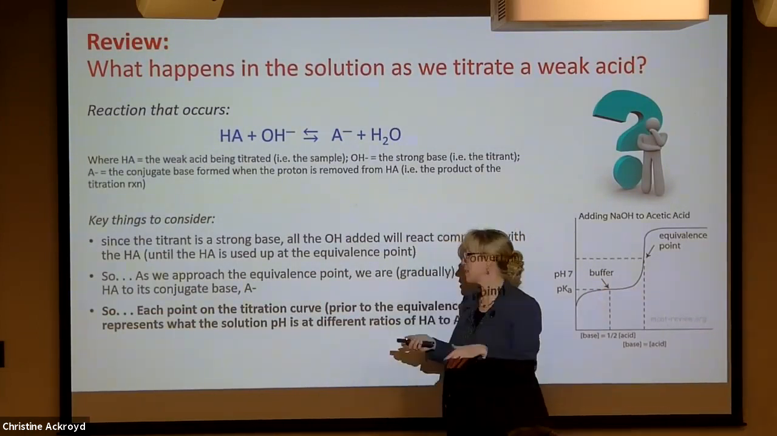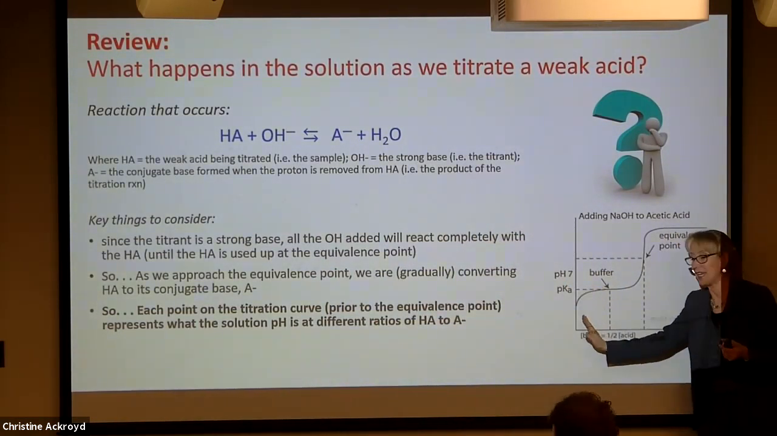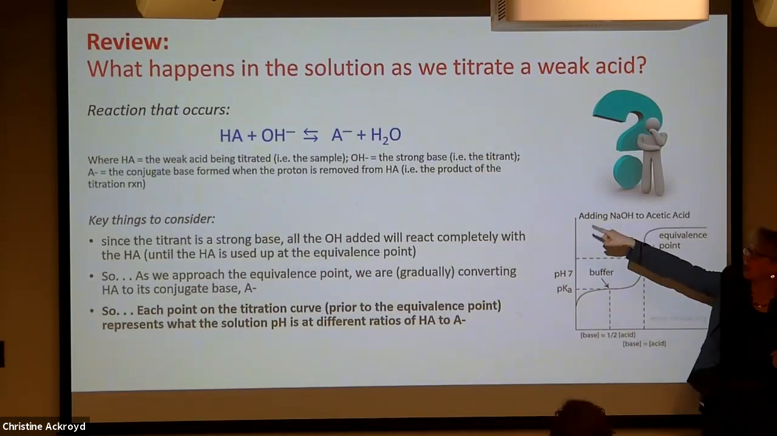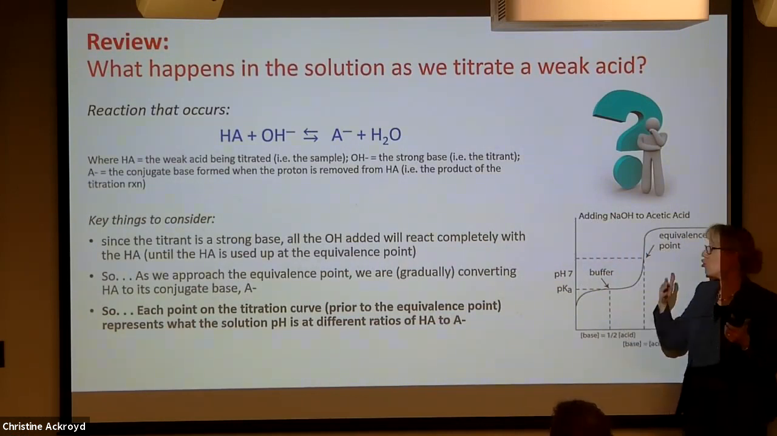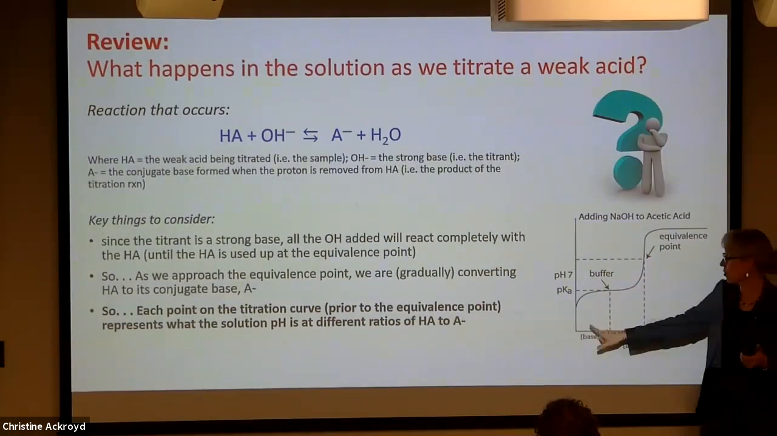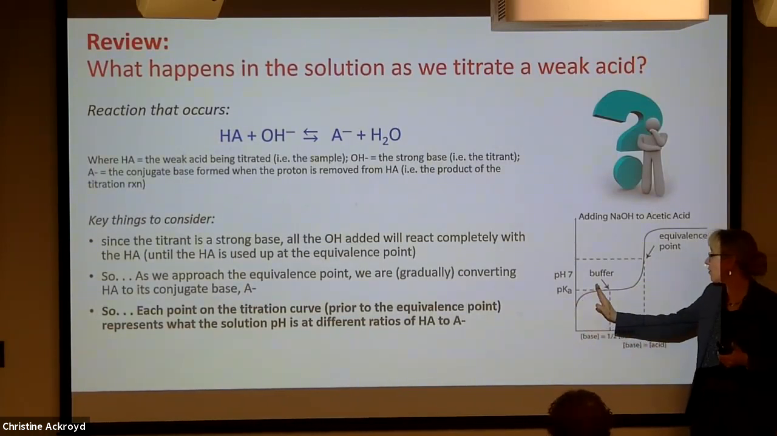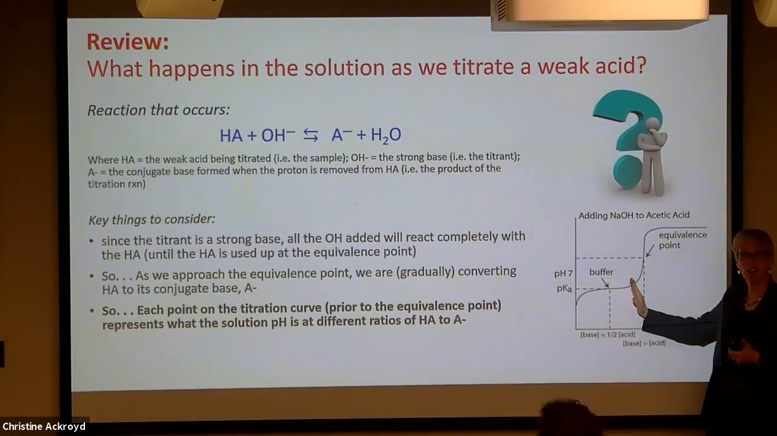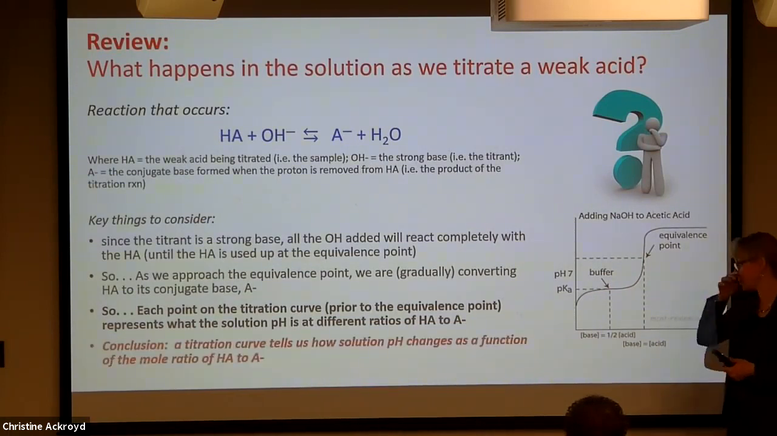So one way to think about a titration curve is that it's demonstrating what happens to the pH as you change the relative amounts of the HA to the A-. Does that make sense? When we have no HA and all A-, you're at the equivalence point. At the beginning, we have only HA. But as we move through the titration curve, we're gradually increasing the amount of conjugate base and decreasing the amount of the starting acid. Mole ratio.